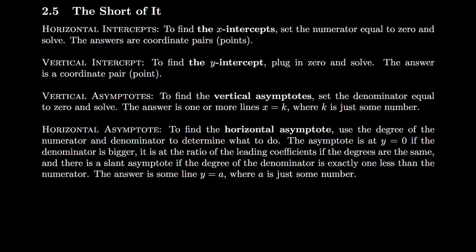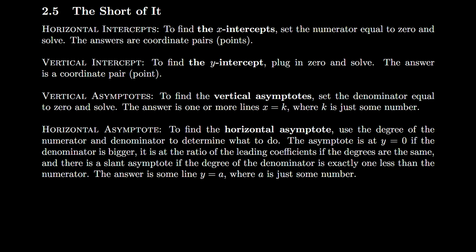To find vertical asymptotes of a rational function, you set the denominator equal to 0 and solve. The answer is one or more lines, x equals k, where k is just some number. They will always be vertical. They'll go up and down.